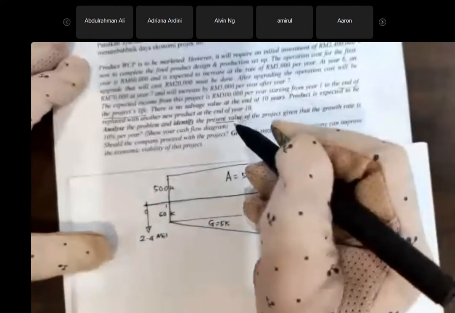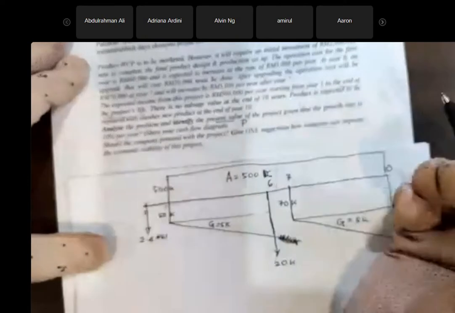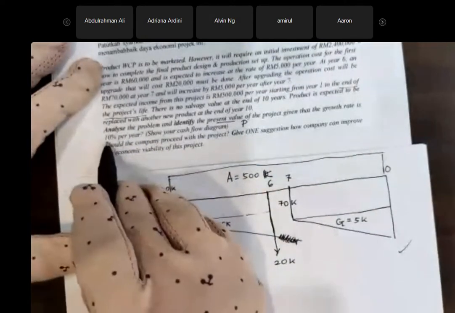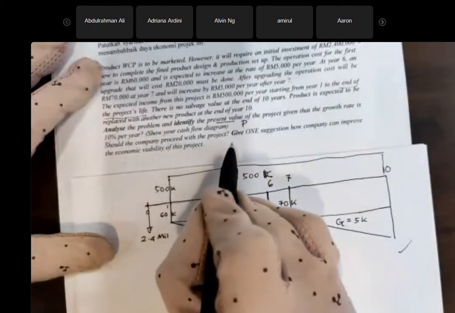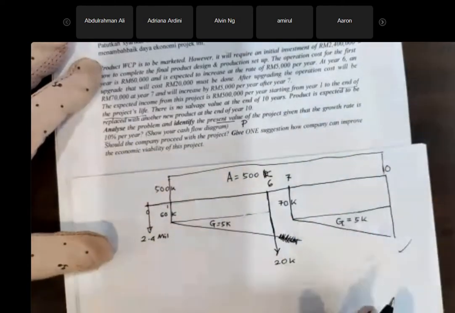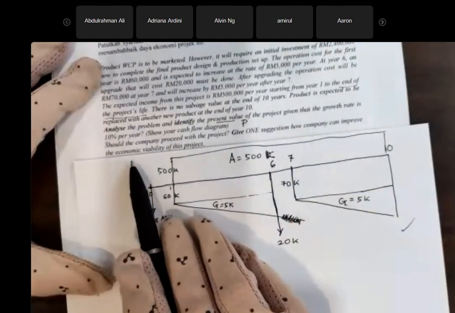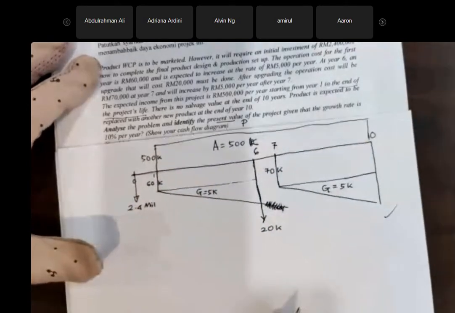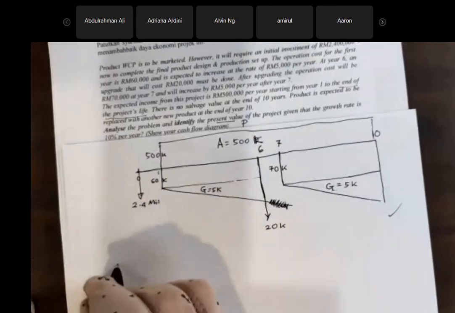Now how to solve the problem? Analyze the problem and identify the present value. Here the question mentioned the present value. That means you have to find out P, given that the growth rate is 10% per year. Show your cash flow diagram. Should the company proceed with the project? Give one suggestion how the company can improve the economic viability of this project. Okay, how to start? We start with P.